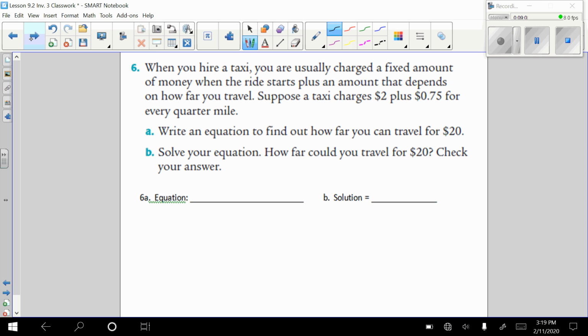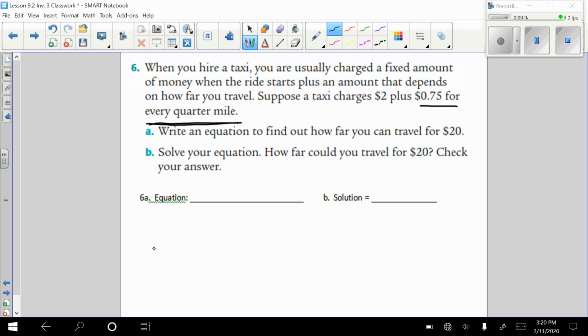Here's another one. You hire a taxi driver. You're usually charged a fixed amount of money when the ride starts, plus an amount that depends on how far you travel. The taxi driver charges you $2 plus 75 cents for every quarter mile. That's important to realize. It's quarter mile. I want to know how far I can go on $20. Well, I don't say I went 5 quarter miles when I tell somebody how far I went. I say how many miles I went. So I need to figure out how much they're going to charge me per mile.